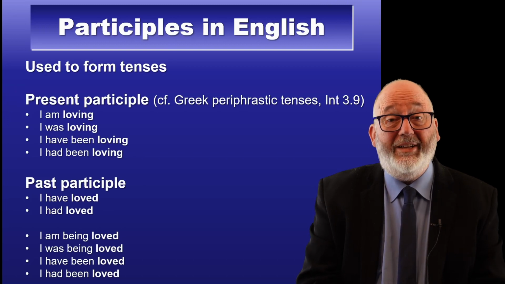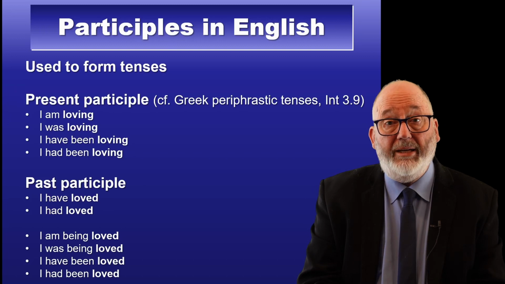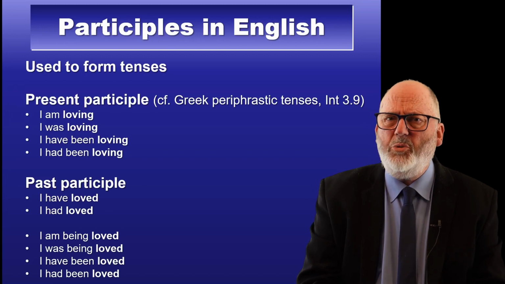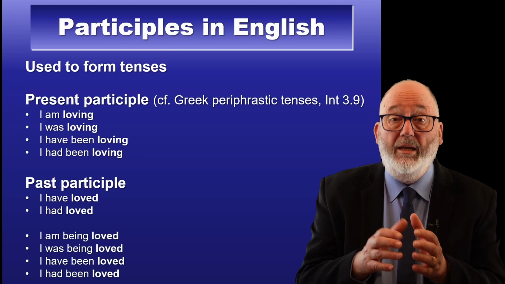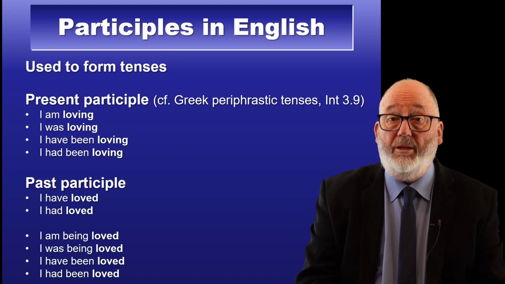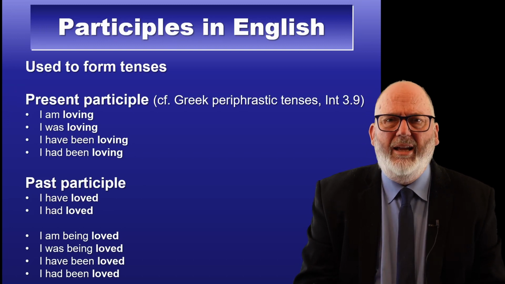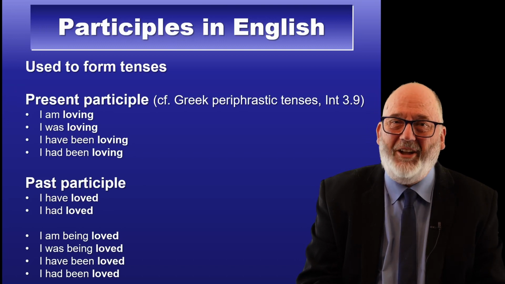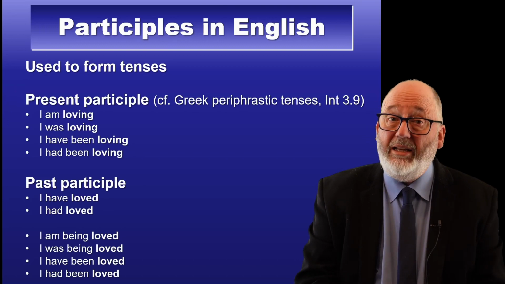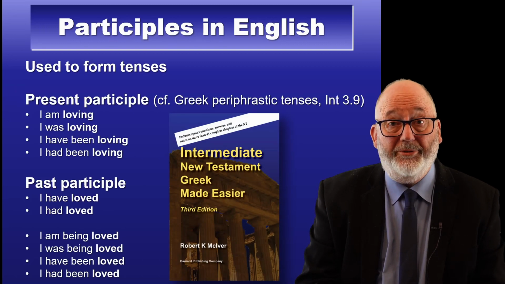It's perhaps worth pointing out that the I am loving, I was loving, I have been loving, I had been loving has an exact equivalent in Greek, where you have a form of the verb to be with a participle of some kind. It's called a periphrastic tense, and while they occur in the New Testament, they don't occur as often as they do in English. So I leave that as a topic for students studying intermediate New Testament Greek.